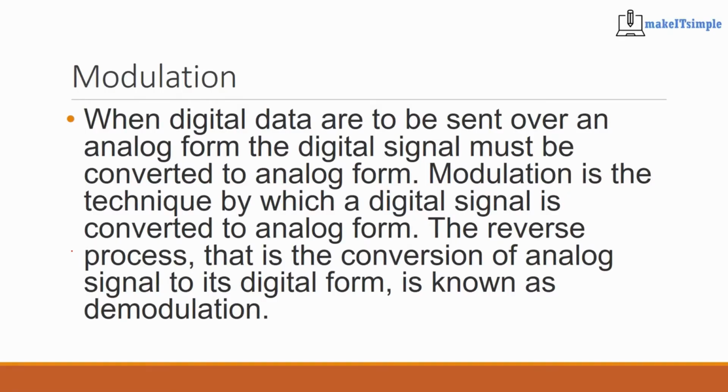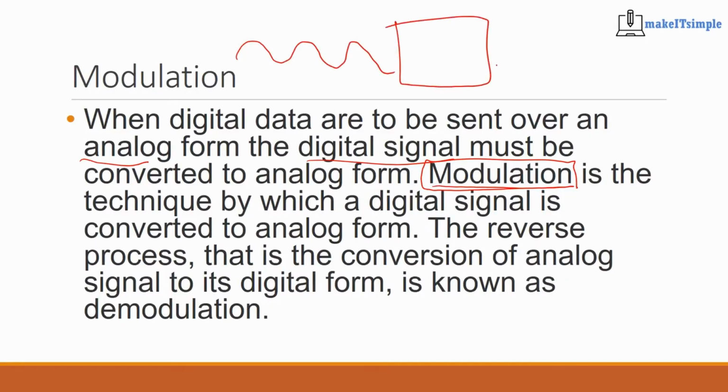Okay. When you have to convert from analog to digital, you must be able to do something called modulation. Modulation means you are taking the stuff that's analog and passing it through some sort of device that when it comes out, it's going to be digital. The reverse process is conversion from digital to analog.